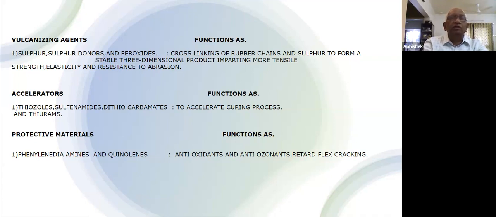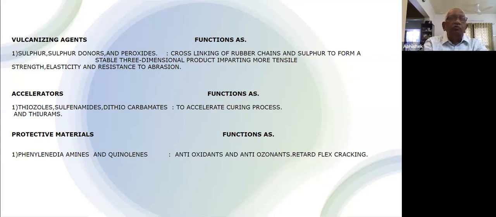And in certain polymers like EPDM, you can use peroxides as the vulcanizing agent. Their main function is cross-linking of rubber chains, because rubber chains are already polymers. When it is further cross-linked, either with sulfur or with peroxide, you get a really useful product, three-dimensional in structure. It is this structure which imparts to the product more tensile strength, elasticity, and resistance to abrasion. So this is the function of the vulcanizing agent.